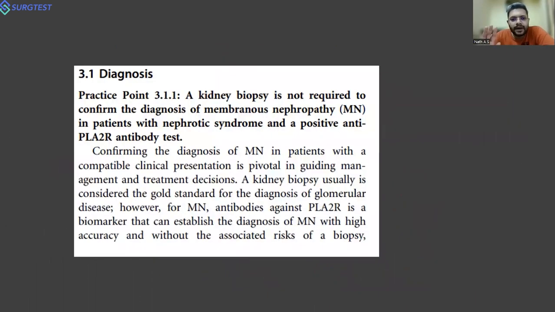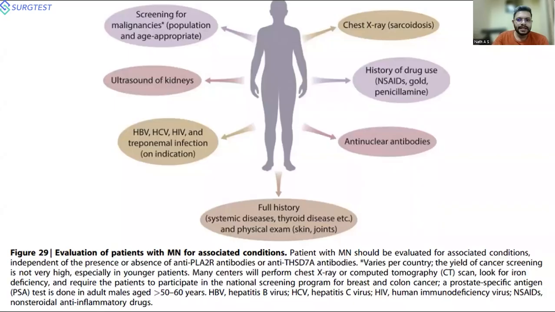So this is from the KDIGO guidelines. A kidney biopsy is not required to confirm the diagnosis in a patient with nephrotic syndrome and a positive antibody test. Okay, so though the kidney biopsy is the gold standard, here is a good biomarker that can establish the diagnosis of MN with high accuracy without the associated risk of biopsy. So chapter close. Next thing, this is again from KDIGO. You have secondary causes. Just for that, I put it. Okay, secondary causes are there.